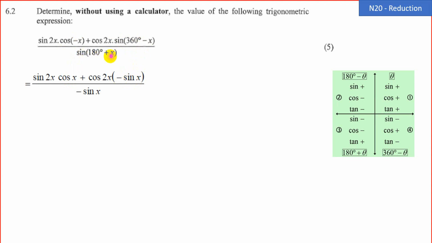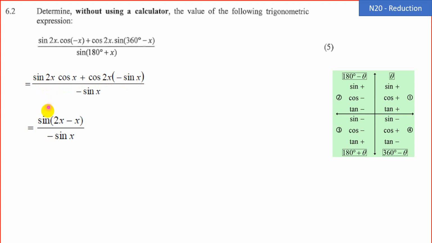We had sine of 180 plus x. Remember, sine of 180 plus x is your third quadrant, and sine is negative. So using our reduction formula, we change sine of 180 plus x to negative sine x. Now, if we look at the top, you've got sine, cos 2x, and you've got a minus sine x. So what we're going to do next, using our compound angle formula, we get sine 2x cos x plus cos 2x and minus sine x. So we've got sine, cos, sine.